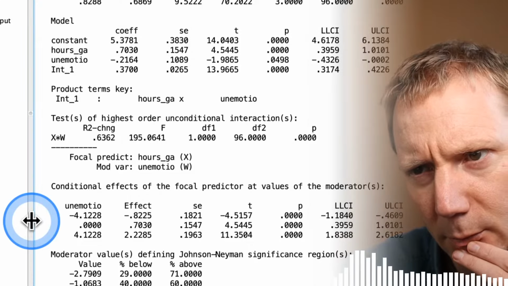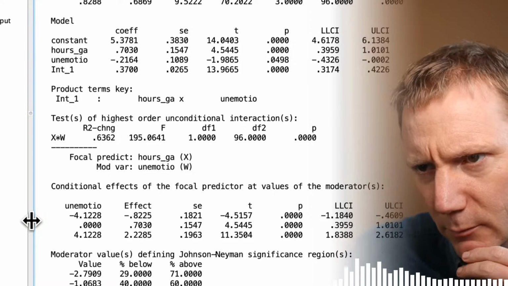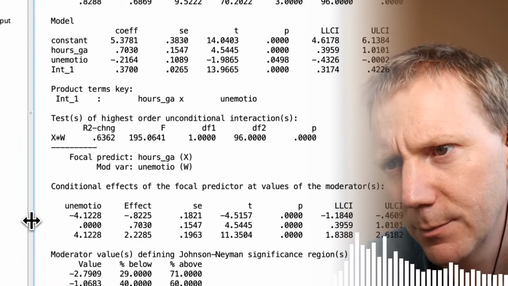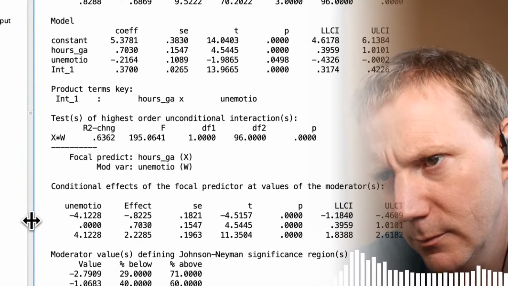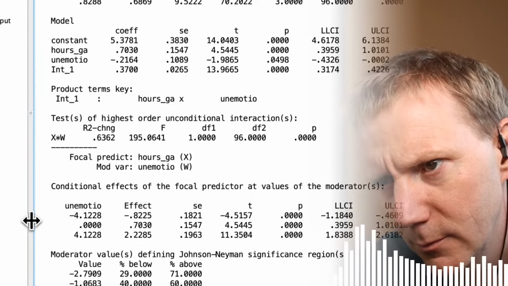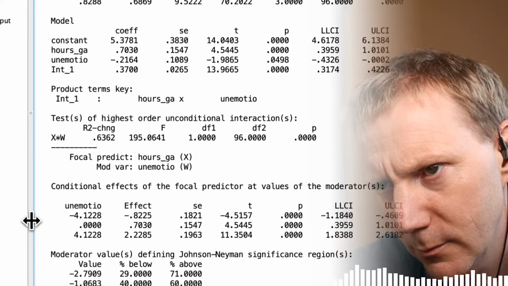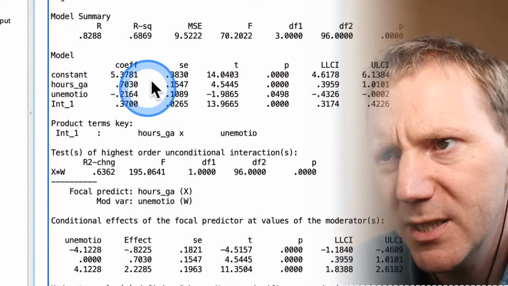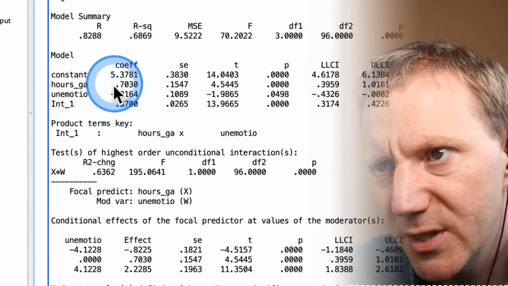I think it says that at minus 4.12, which is minus one standard deviation level, the aggressiveness is at minus 0.882 when the hours of gaming are kept constant. Okay, so this is a good point you're making, because you're now referring again to the hours of gaming kept constant, but that was the case when we looked at the beta coefficient in the regression model.